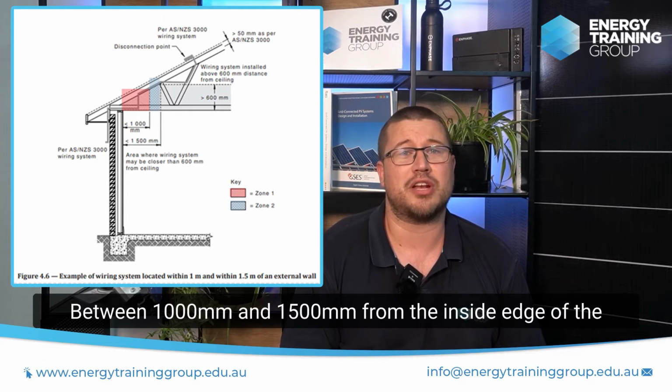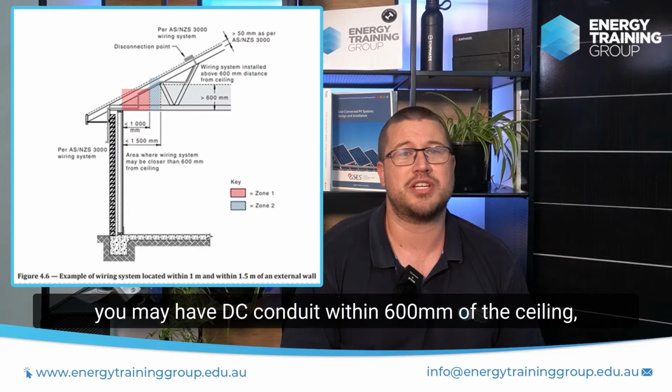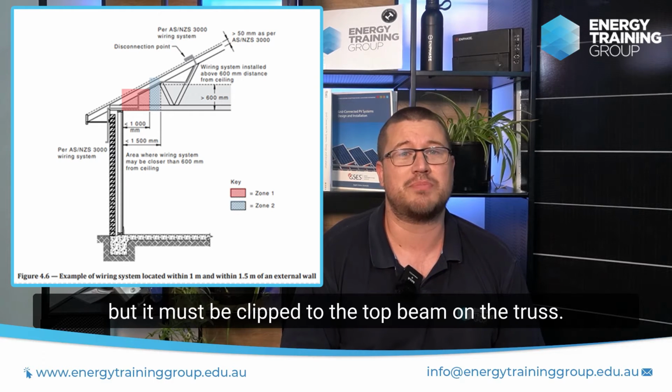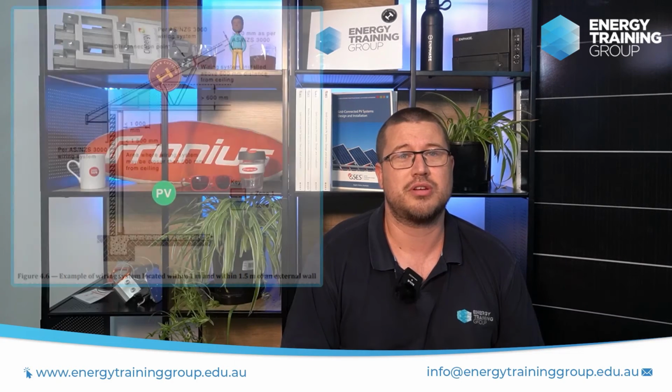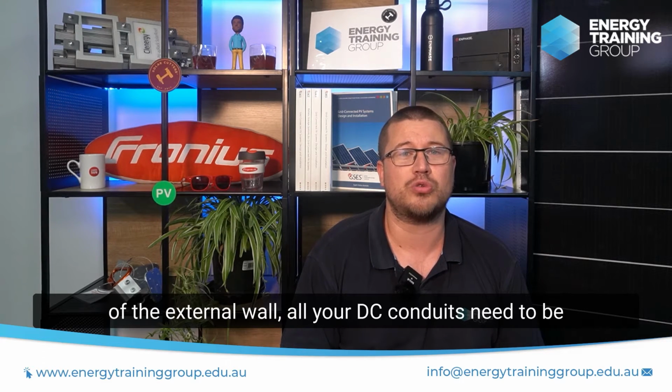Between 1000mm and 1500mm from the inside edge of the external wall, which I've highlighted blue here, you may have DC conduit within 600mm of the ceiling, but it must be clipped to the top beam on the truss. Once you are more than 1500mm from the inside edge of the external wall, all your DC conduits need to be saddled up and out of the 600mm exclusion zone.